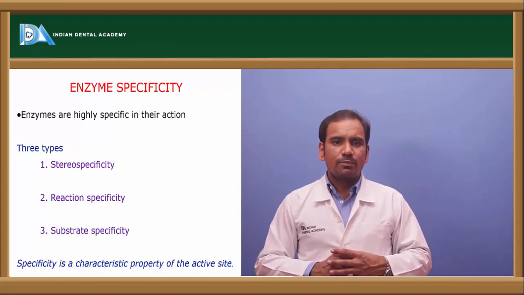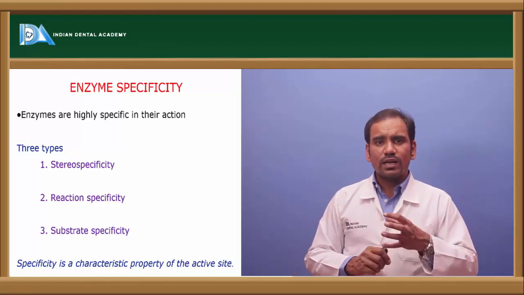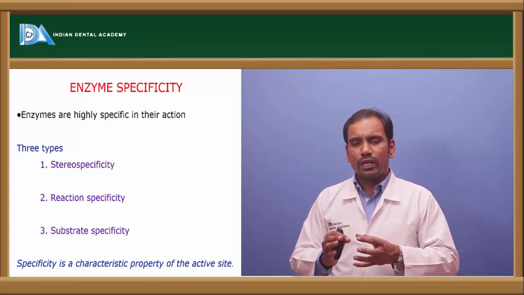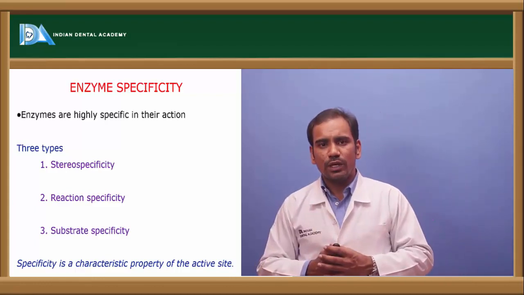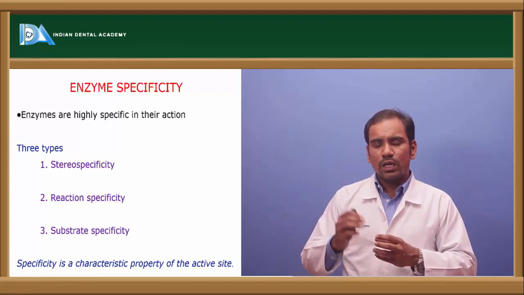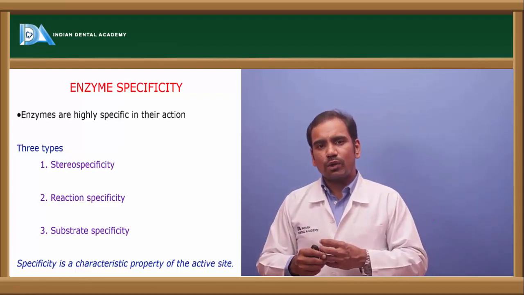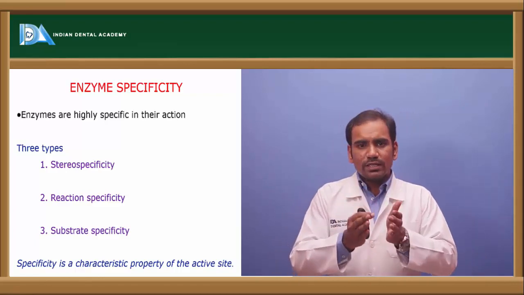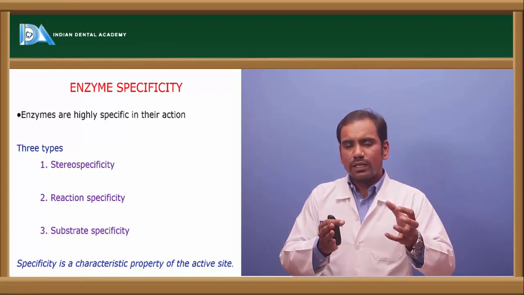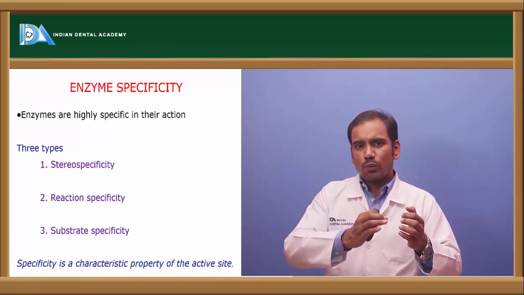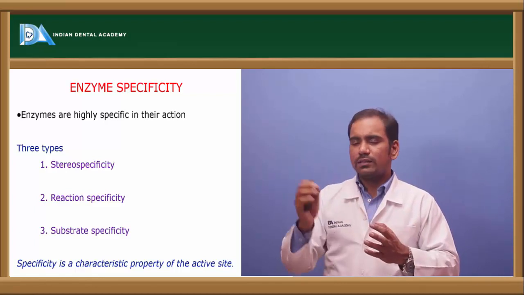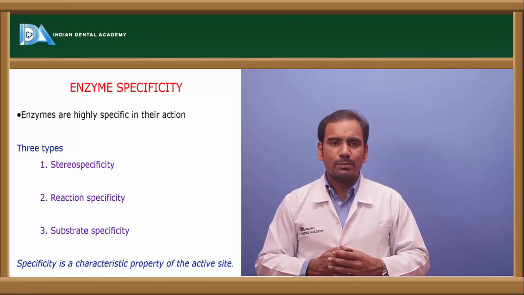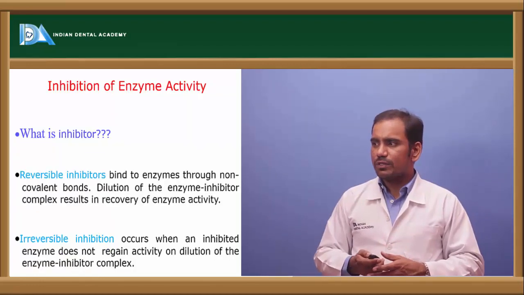Coming to substrate specificity. There are some enzymes, for example urease, which has only one substrate, urea. Urease cannot act on glucose, urease cannot act on any other amino acids, urease cannot act on fatty acids. Urease has a particular substrate, that is urea. So urease acts only on urea, not on any other substrate. That is called substrate specificity. So these are the three types of specificity shown by the enzymes.